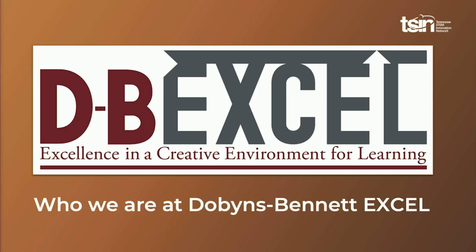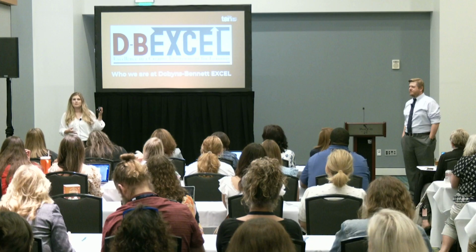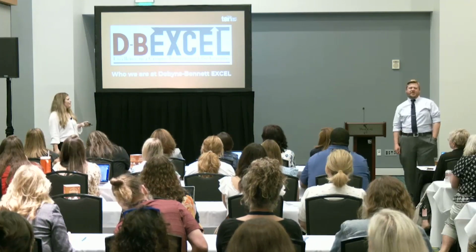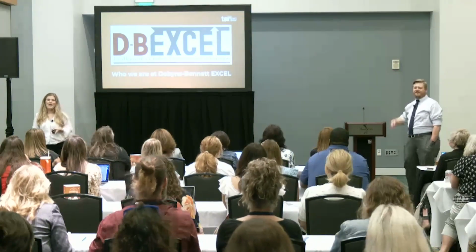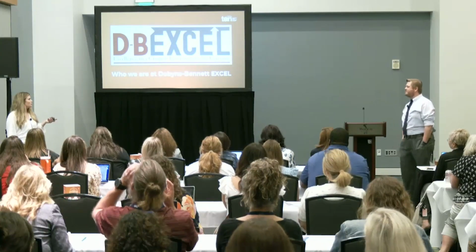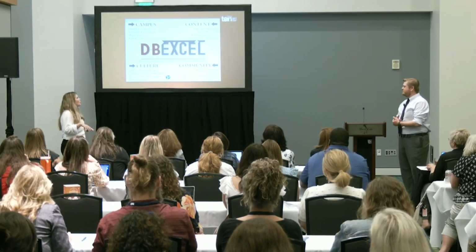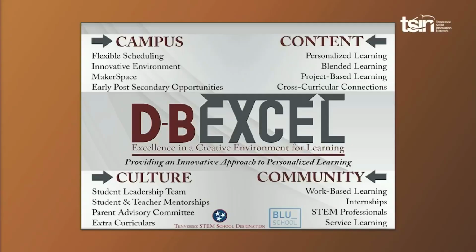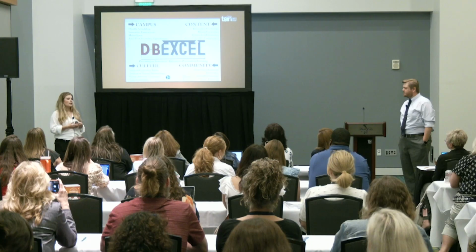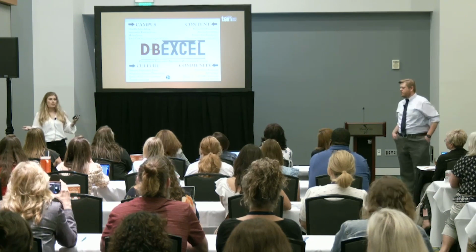So before we do that, we'd like to talk to you a little bit about our school. We're from DB Excel, in the northeast part of Tennessee. Anybody know what Kingsport is? Kingsport, yeah, all right. We are a STEM school. Our four cornerstones are: we have a campus that allows for flexible scheduling, so we have students that take courses on a variety of different campuses, both online and in person, through different colleges. We have a makerspace. We have very flexible seating arrangements.